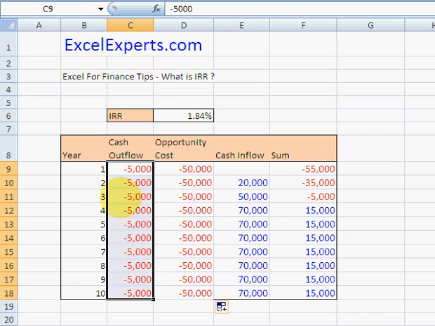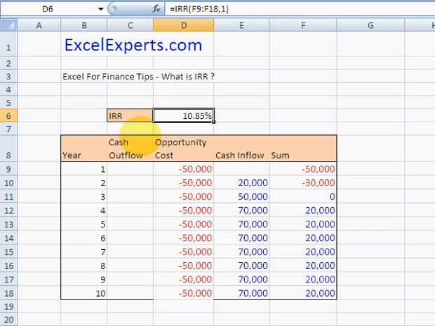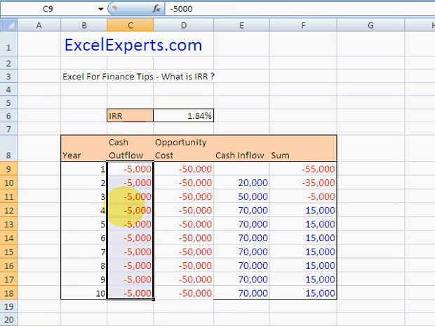The lower the cost, let's say we've managed to delete all of our fixed costs, the higher the return. So now the return is 10.85%. So this is a way of looking at IRR in terms of an investment appraisal decision.